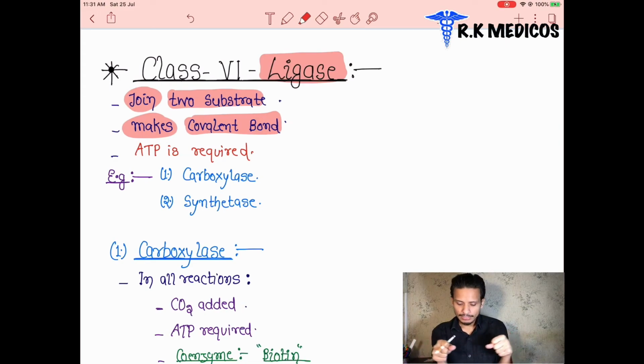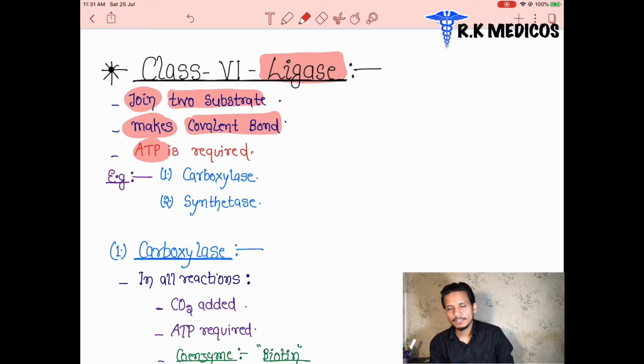So they are joining or attaching. These ligases are the class 6 ligase group, and they make the covalent bond, and ATP is required. It means it is an energy-requiring process. All the ligases are energy-requiring processes, and we can see the different types of subclasses, enzymes, or reactions inside it. The first one is the carboxylase enzyme, and the synthetase. Carboxylase means carboxylation, and synthesis occurs here.